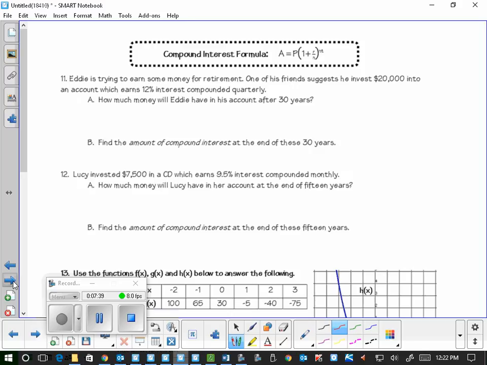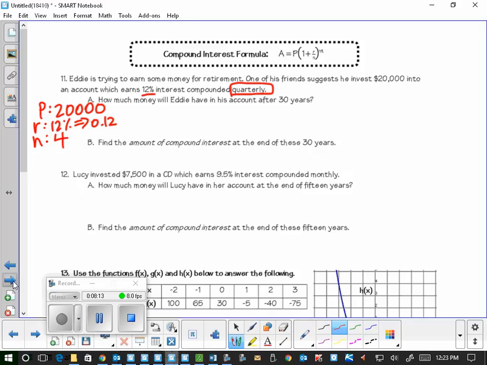So we need to know our different things. We need our P, which is our principal, our initial value. We invested initially $20,000. Our R is our interest rate. It says 12%, and remember, 12% is 0.12. Then we need our N, which is the number of times compounded a year. So look at the word after compounded. It says quarterly. How many times is quarterly a year? It is 4 times, just like there are 4 quarters in a year. We also need T, time, which is 30 years.